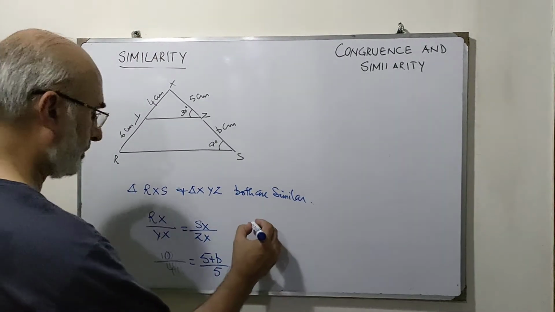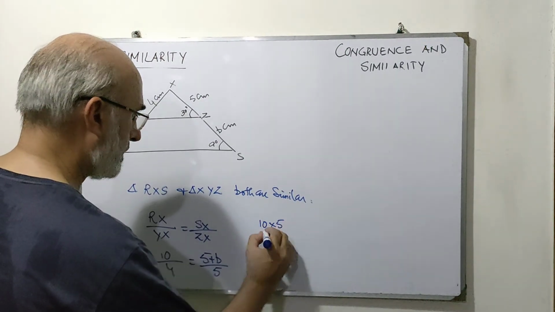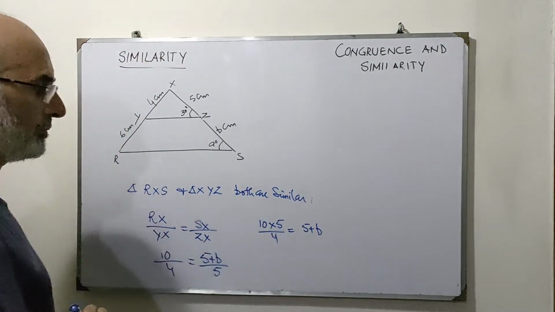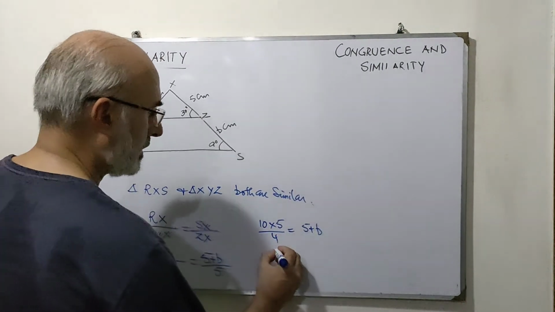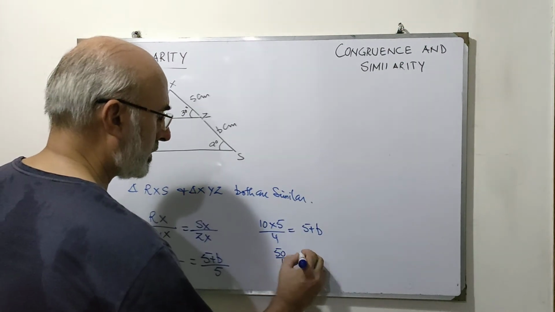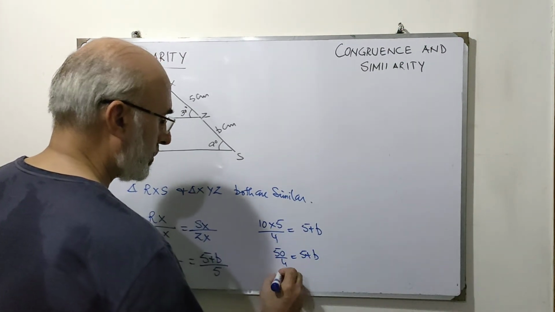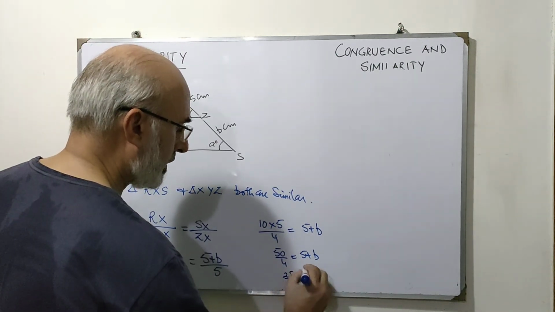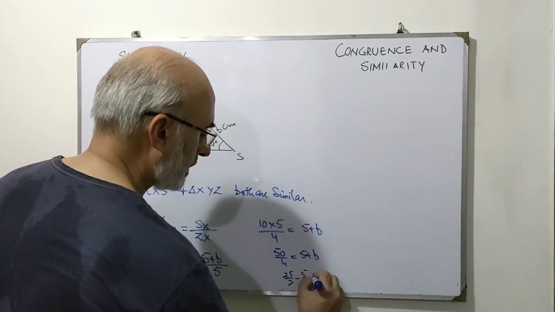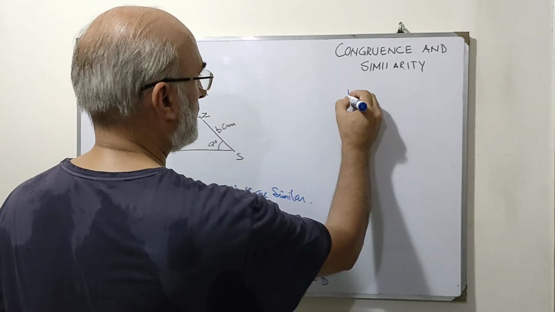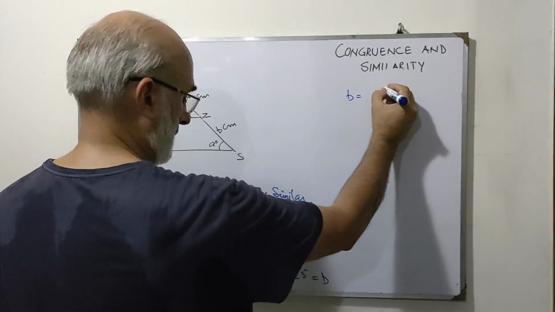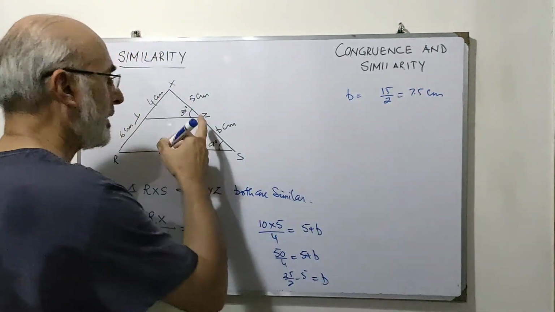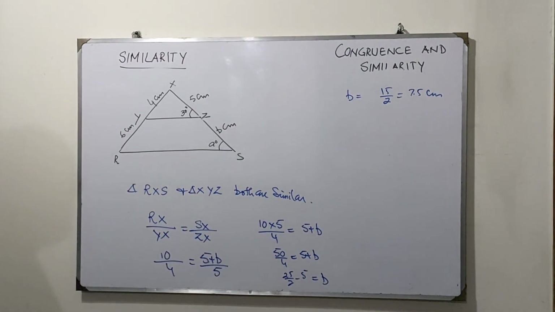Now cross multiply. So 10 into 5 over 4 is equal to 5 plus b, and it is 50 over 4 is equal to 5 plus b, which is 25 over 2 minus 5 is equal to b, and b is equal to 15 over 2, which is 7.5 cm. So the unknown side is 7.5 cm.